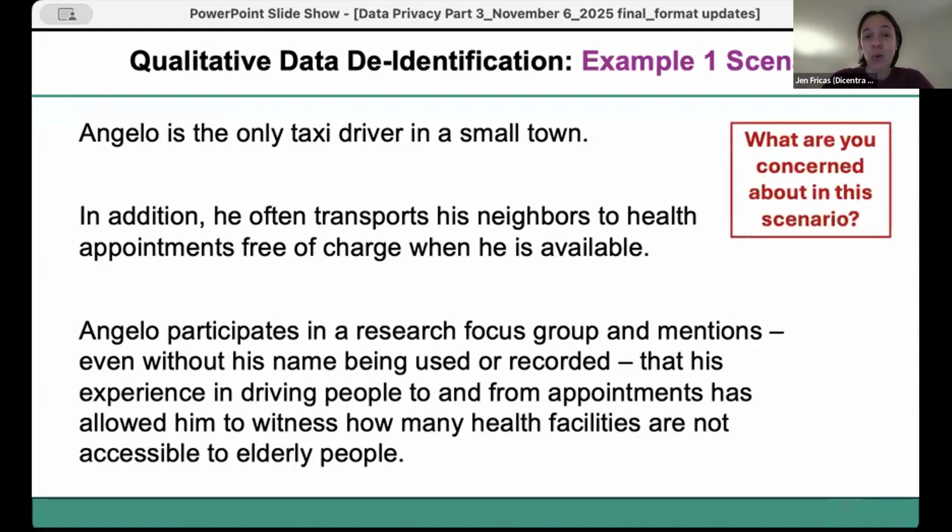So let's think, what are you concerned about in this scenario with regard to Angelo's data privacy? You can write in the chat, or you can raise your hand and give us your idea. I'll give people a moment. Any ideas about what you're worried for Angelo? How might he be identified?